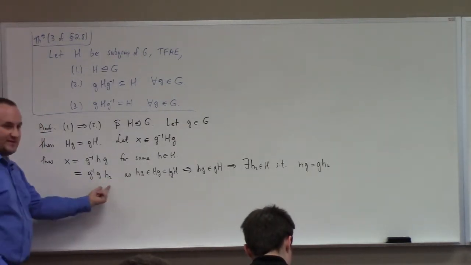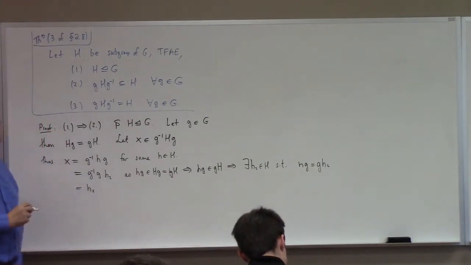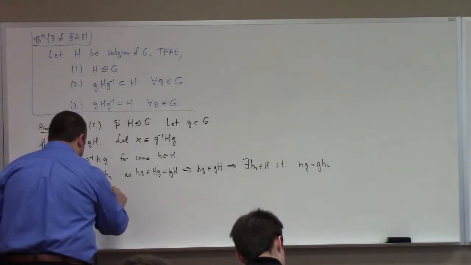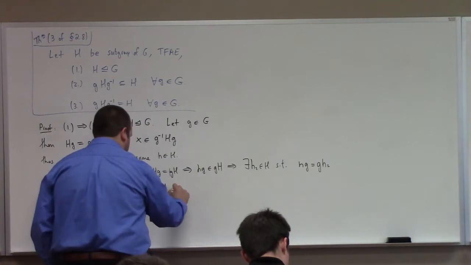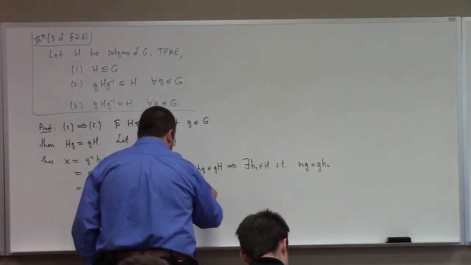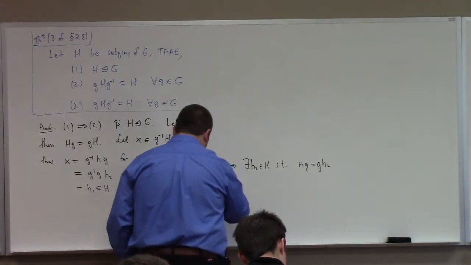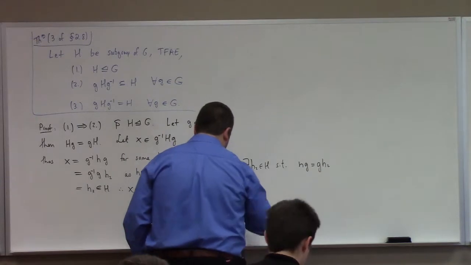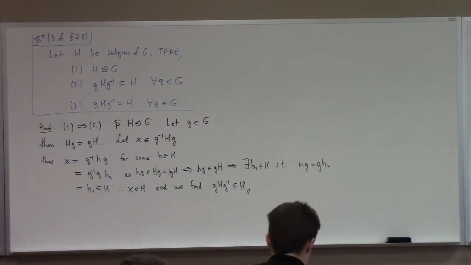But then, what's this? That's h2, and h2 is in H. So therefore, x is an element of H, and we find that g H g inverse is a subset of H. And that one implies two. Well, we proved g inverse Hg, but those would be equivalent.